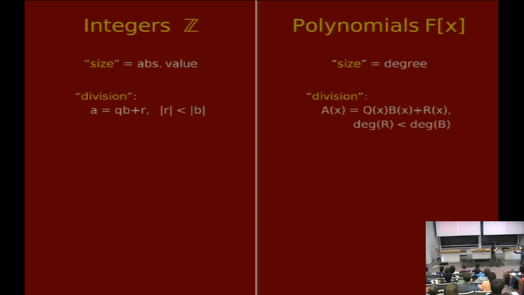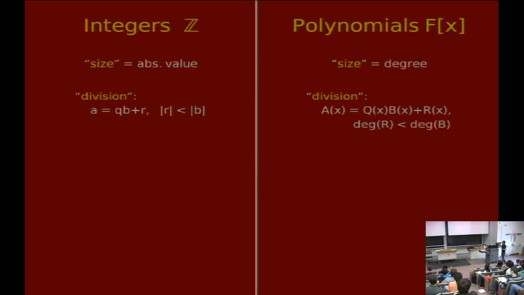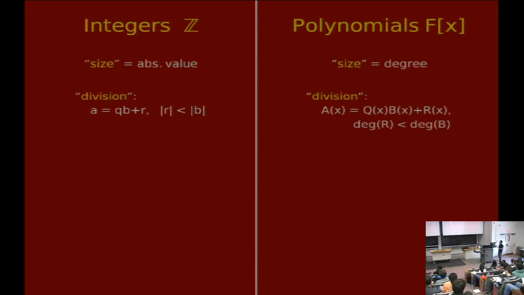Okay, so let me complete this one slide of analogies between the integers and polynomials. So in the integers, we have a notion of size, which is like the absolute value of an integer. And in polynomials, there's also a notion of size, which is the degree. And in integers, we have this notion of division, a divided by b. You get a quotient and a remainder, which is smaller size than the divisor. And similarly with polynomials, but size means degree.